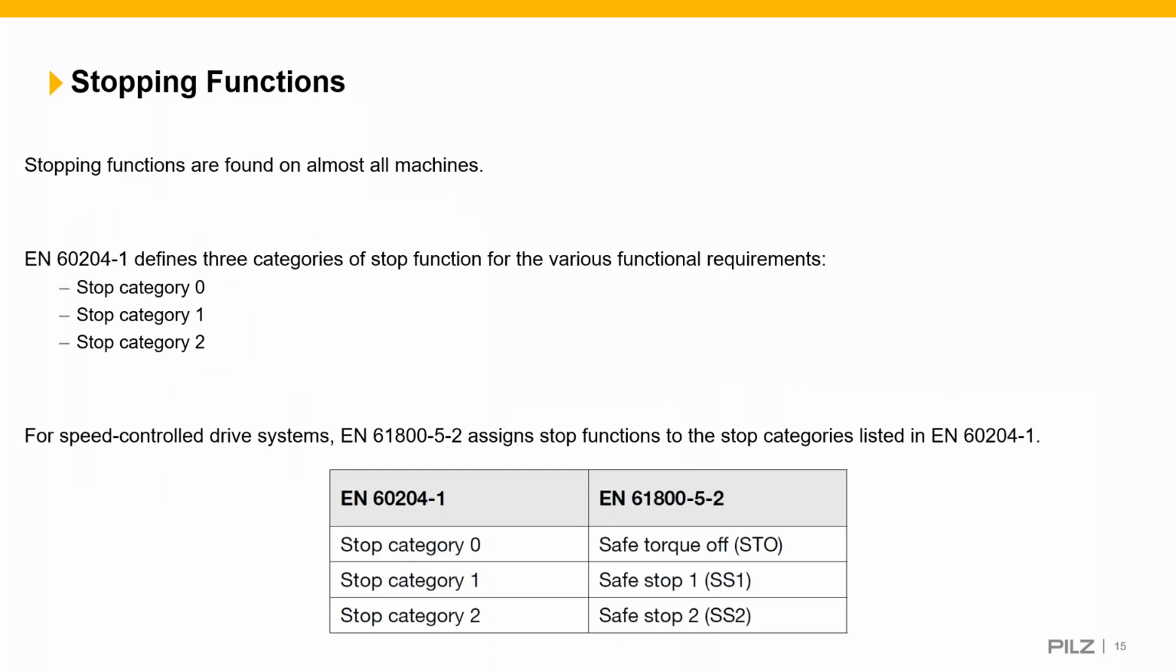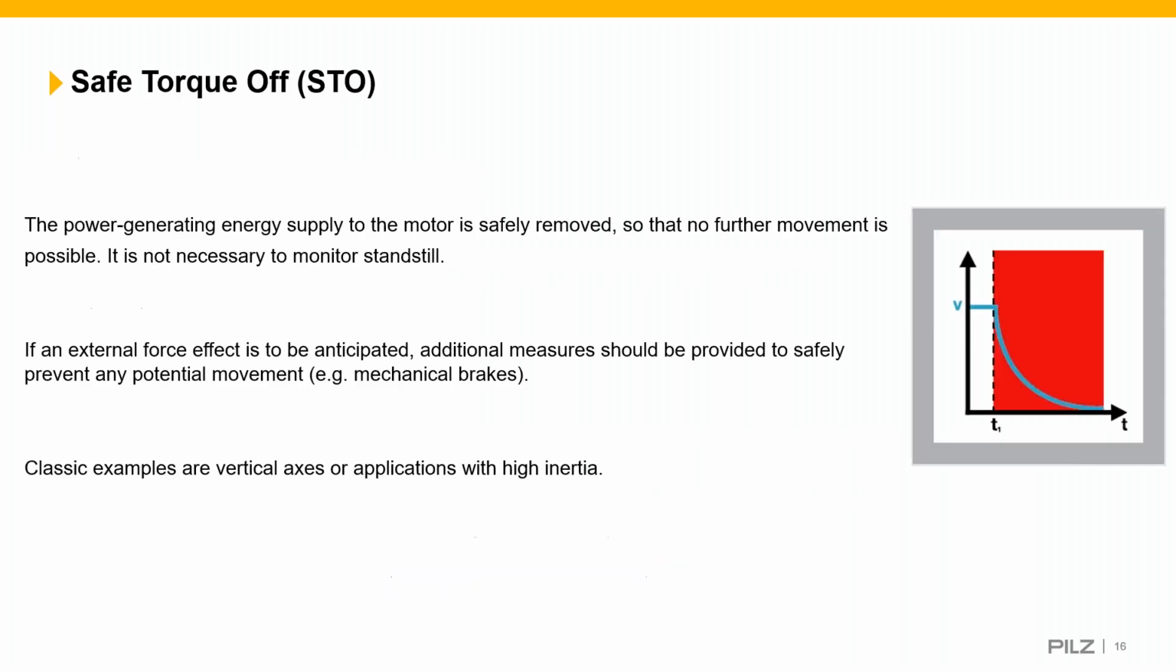Stopping functions are found on almost all machines, as you'd hope. But of course, they're split down into 3 categories, which again, you're probably familiar with from 60204, so 0, 1, and 2. When we relate this to drive systems, you can see the comparison table there of how that reflects in terms of the actual types of safety function available on drives. And these are obviously specified in 61800 as it shows there. I'm going to break them down in a little bit more detail as well.